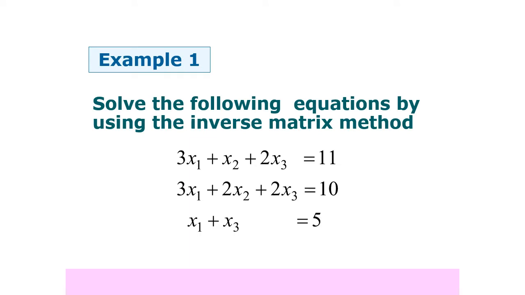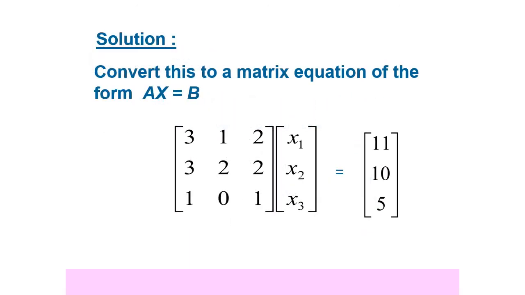Let's do one example. So we want to solve the following equation by using the inverse matrix method. What we have here is a system of linear equations. The first thing we have to do is to convert it into the matrix form of AX equal to B. After converting into the matrix form, the matrix A is equal to 3, 1, 2, 3, 2, 2, 1, 0, 1. Matrix X is equal to x1, x2, x3. And matrix B is equal to 11, 10, and 5.